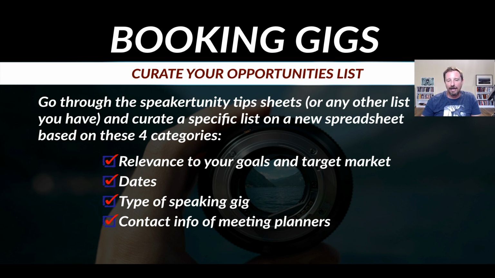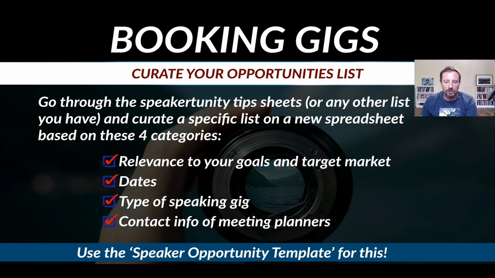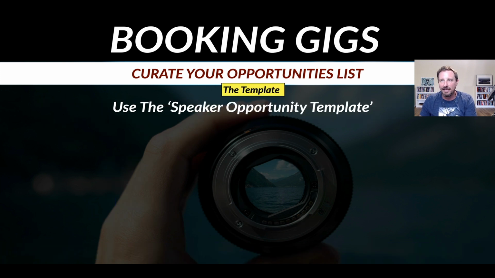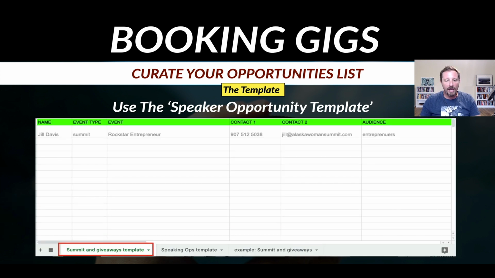And these are the categories, the columns. I'll show you what that looks like. Of course, use the speaker opportunity template that we've created. Here is the speaker opportunity template. So we have this first tab, summits and giveaways. I give you some examples there in gray: name, event type, what's the event, contact information, who's their audience.